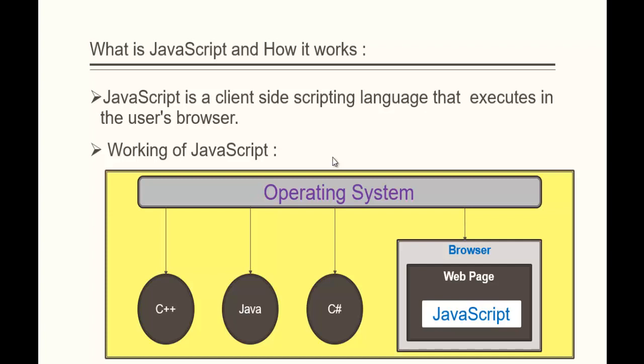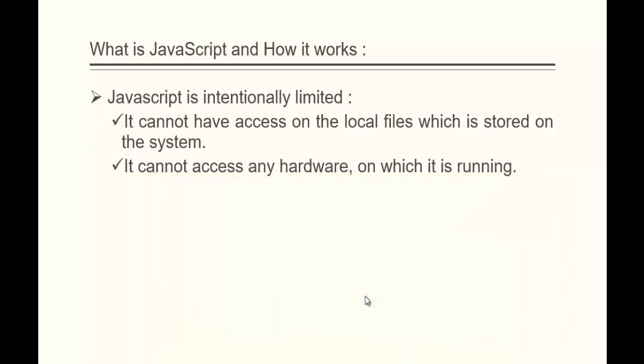Suppose you wish to build a desktop application, you can do that with the help of C++, Java and C#, but keep in mind you can't build a desktop application using JavaScript. Why? Because JavaScript is intentionally limited. In the sense, JavaScript cannot have access to the local files which are stored on the system, and also it cannot access any hardware on which it is running.